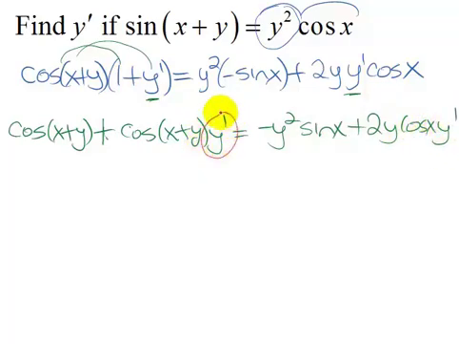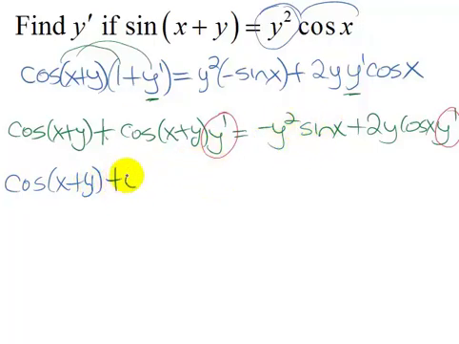Alright, now that we have our y prime terms identified here, let's get those on the same side, because then we'll factor out and be able to solve for those. So I'm going to leave my cosine of x plus y here, and then I'm going to move this term over to join it, so that'll be plus y squared sine x.